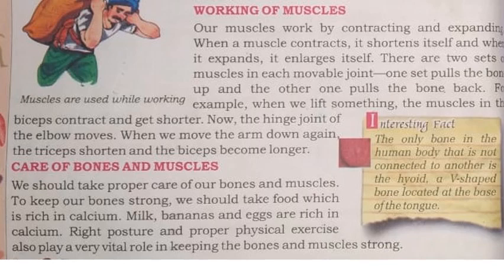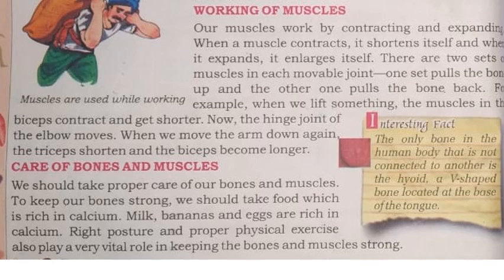For example, when we lift something, the muscles in the biceps contract and get shorter. Now the hinge joint of the elbow moves. When we move the arm down again, the triceps shorten and the biceps become longer. Interesting fact, the only bone in the human body that is not connected to another is the hyoid, a V-shaped bone located at the base of the tongue.